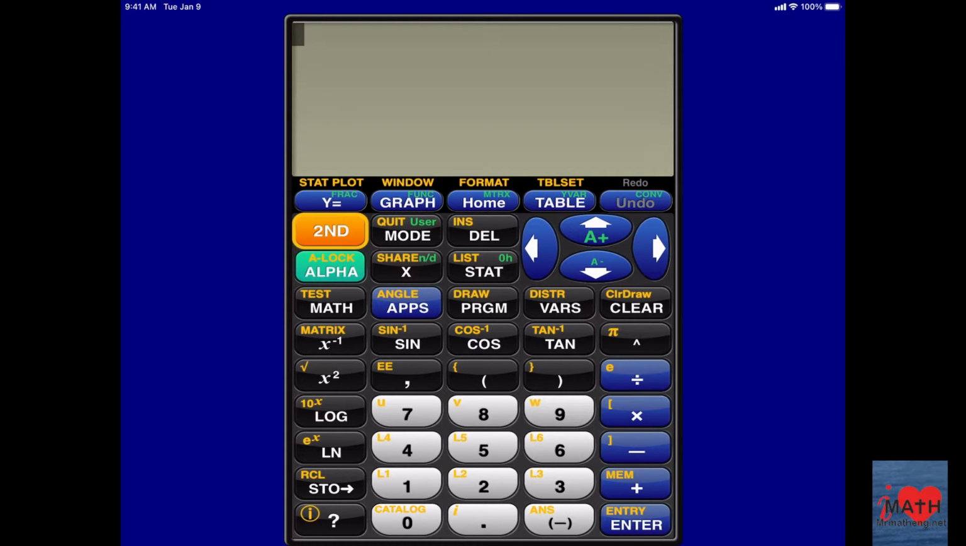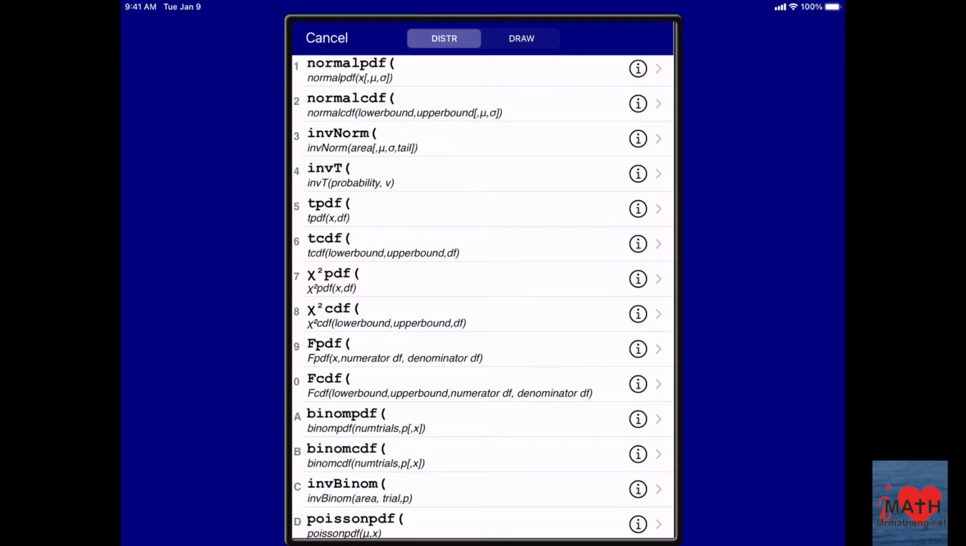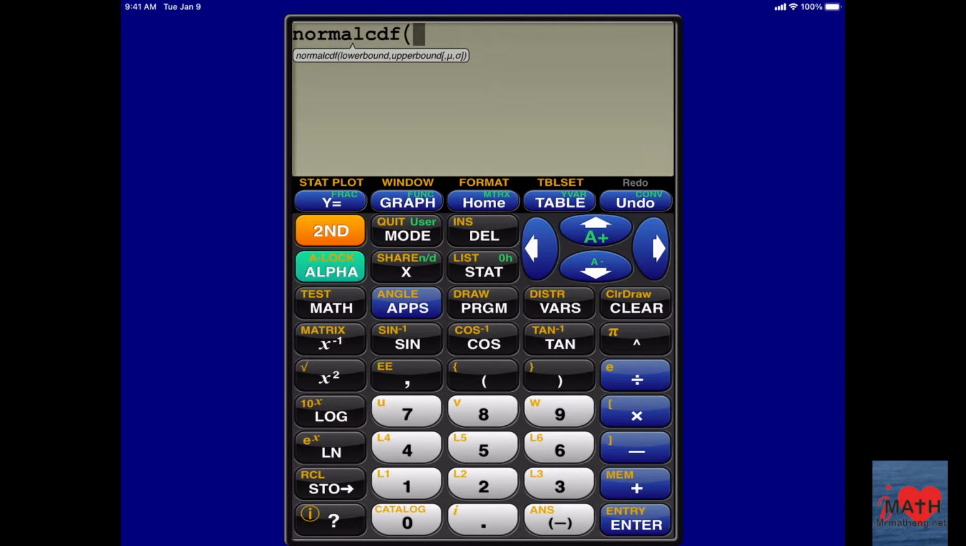So that would be second vars, which is next to the down key. Normalcdf is number 2. So 61, 67, 65, 2. Close the parentheses, enter, and you get right there 0.819, or you round up 81.9. So that one's done by technology.